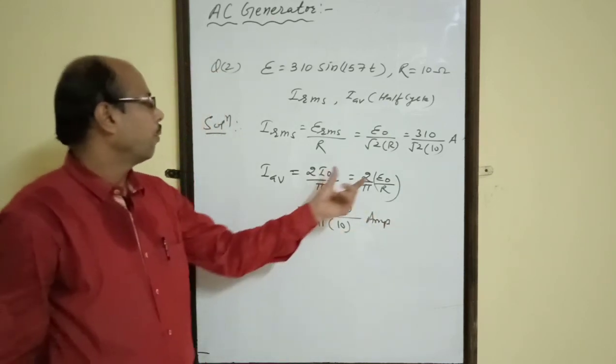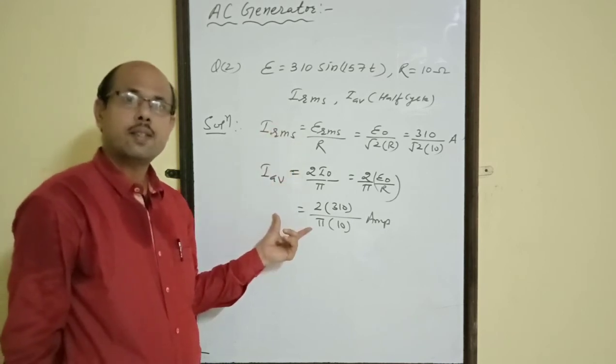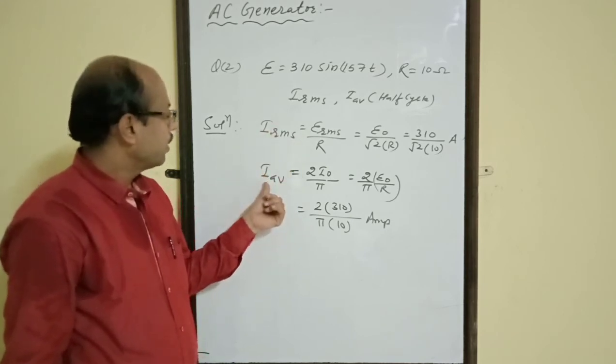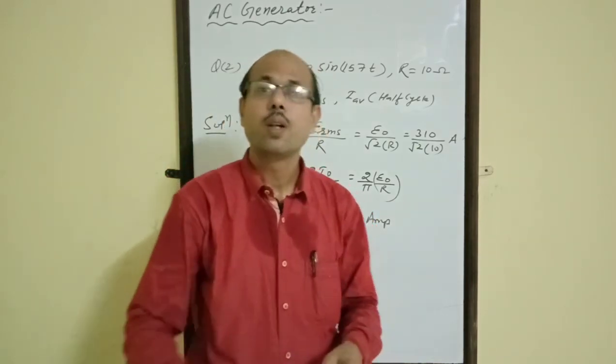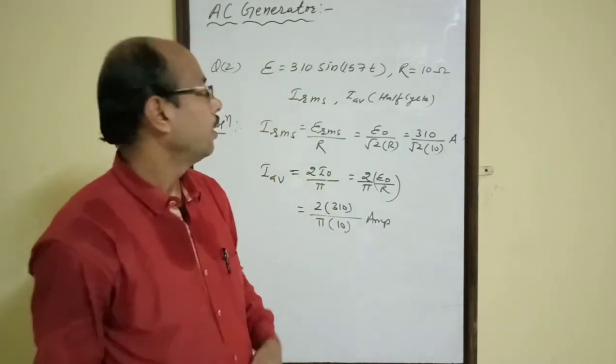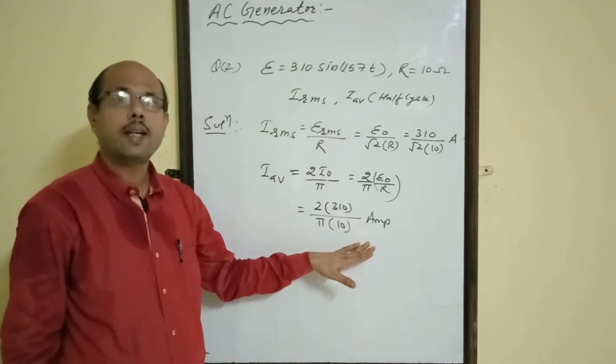By this way, we can find out the solution of questions related to AC generator. AC generator, we have discussed how it behaves in alternating. So this is what about alternating current produced by AC generator.